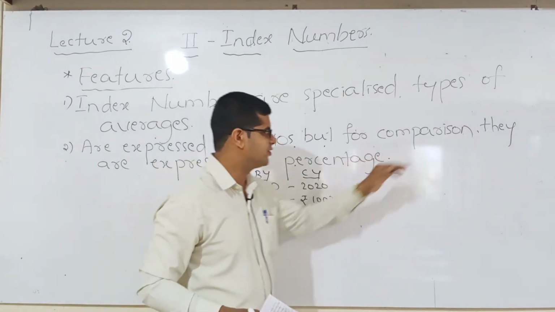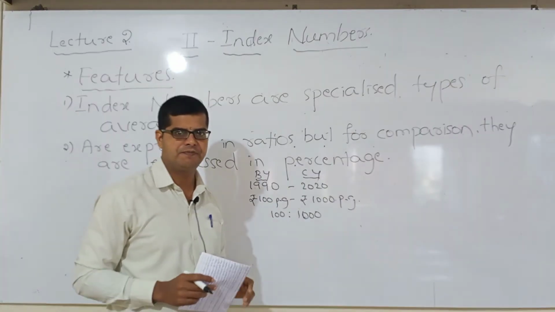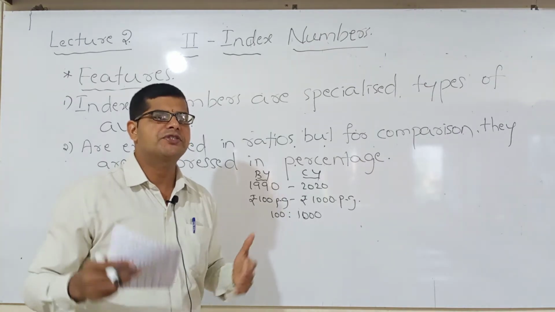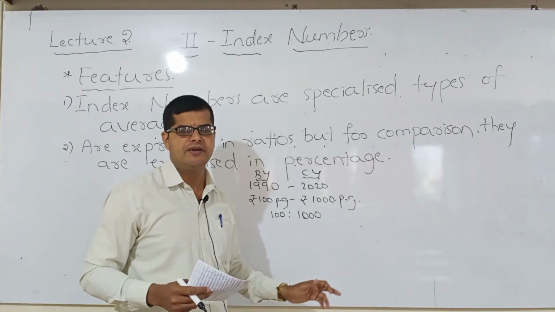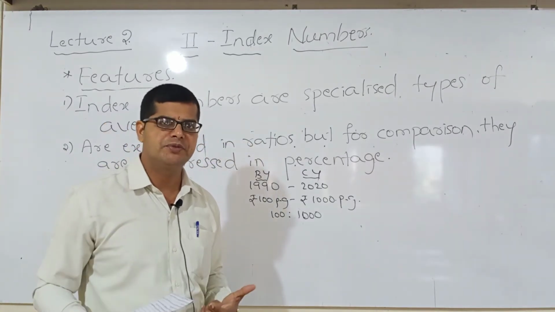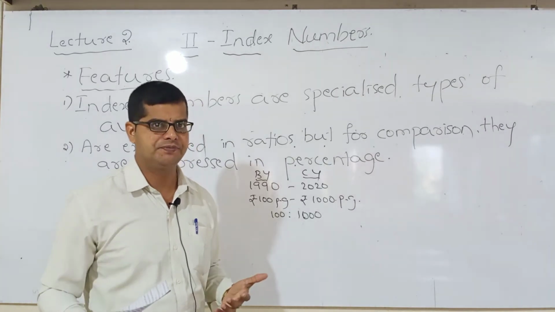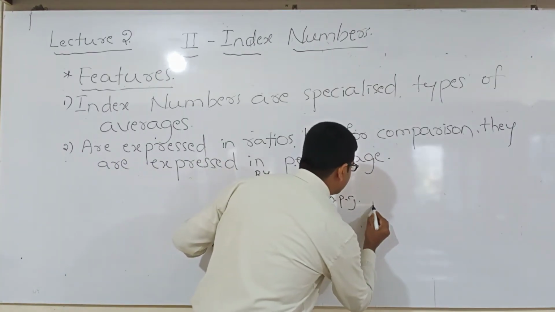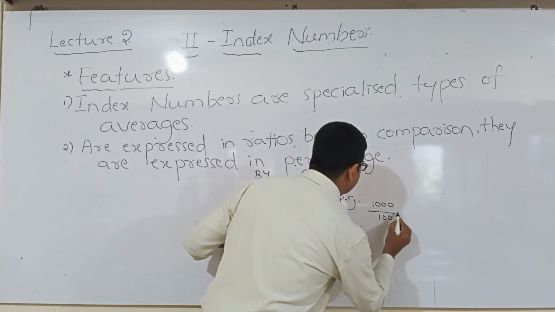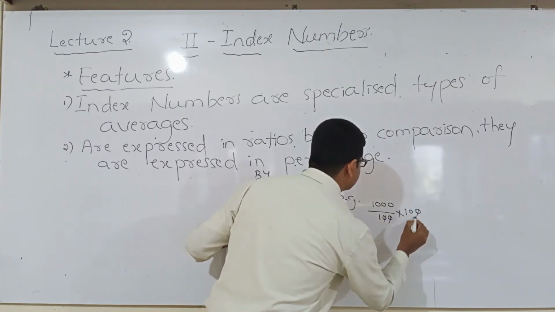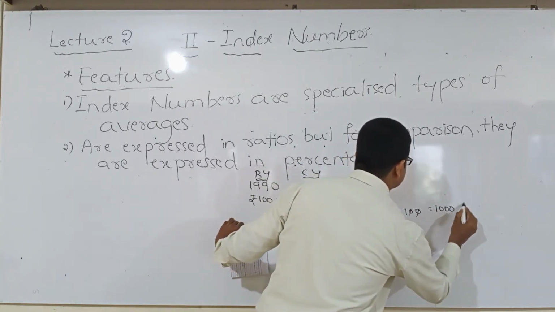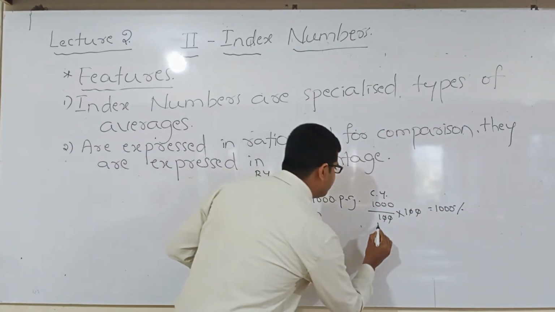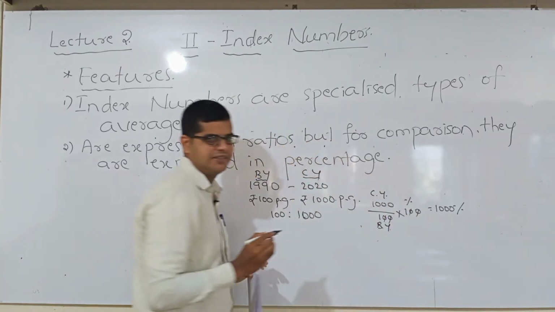So they cannot think of concluding it. That's why, for comparison, they are expressed in percentage, so that we can easily say what is the percentage change in the price of gold for the current year, whether it is 100%, 200%, 300%, or 500%, any change. For the time being, I tell you here only how to get this percentage. We take 1000 divided by 100 into 100, okay. So I cancel two zeros, so it is 1000% increase. What is this 1000? Current year price over base year price, as a percentage.